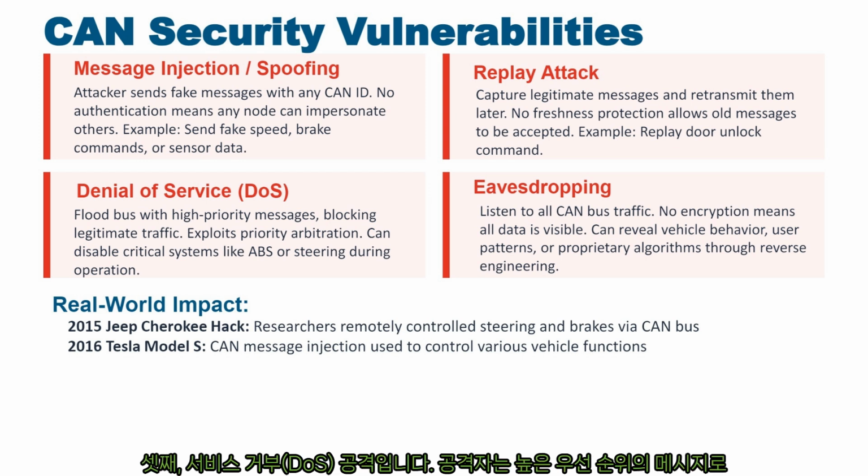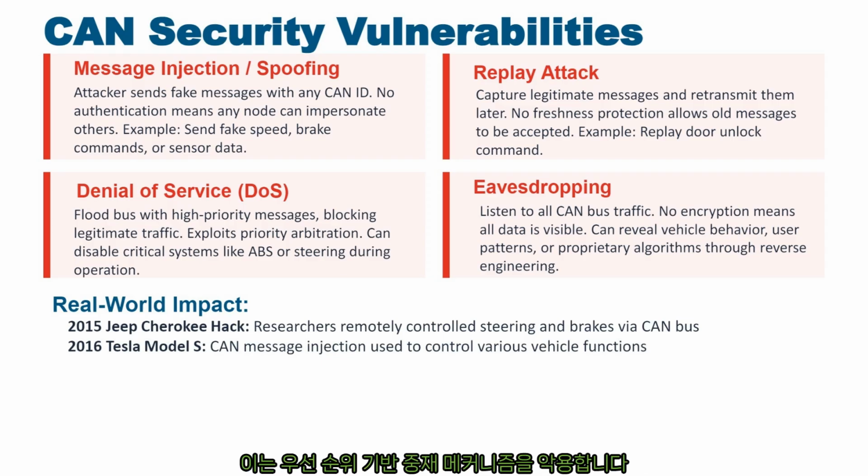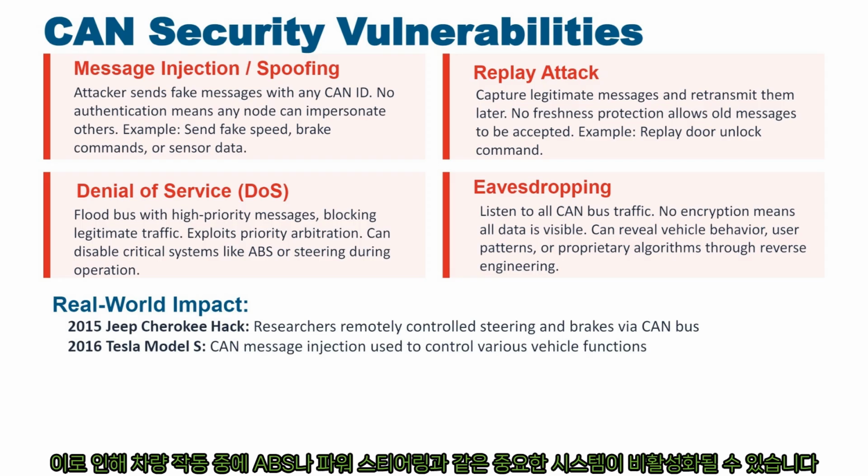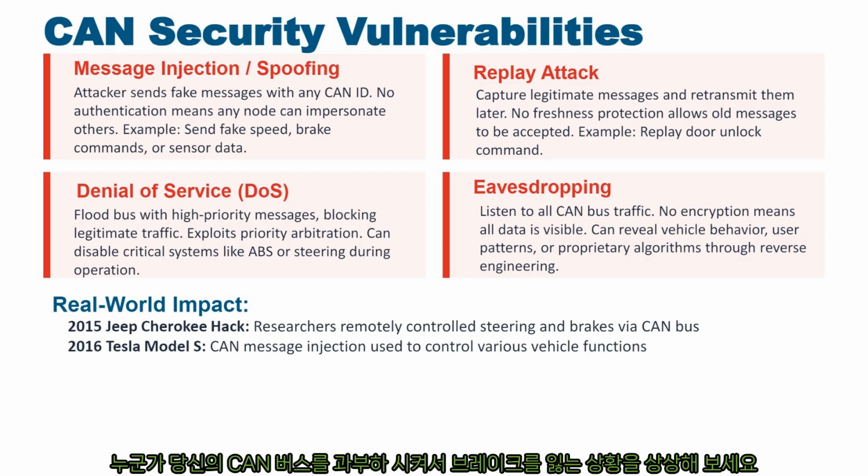Third, denial of service, or DOS. An attacker can flood the bus with high-priority messages, effectively blocking all legitimate traffic. This exploits the priority-based arbitration mechanism. The attacker just sends messages with CAN ID 0 continuously. This can disable critical systems like ABS or power steering during vehicle operation. Imagine losing your brakes because someone is flooding your CAN bus.